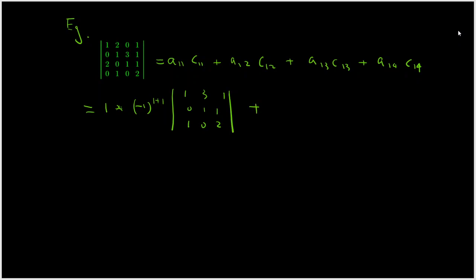And plus, now we are working on the second term. A12 is 2, right? The number located in the second number in the first row, okay, which is 2. And so do not forget the sign associated with a cofactor. The sign associated with the cofactor is -1 to the power of 1 plus 2. You have a negative sign.